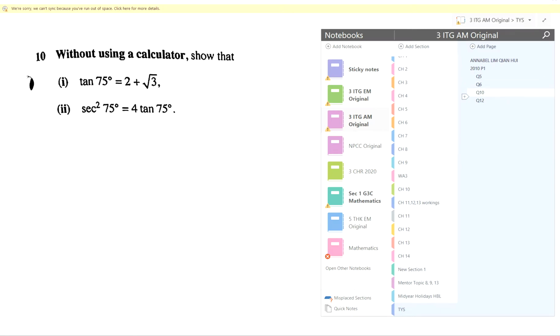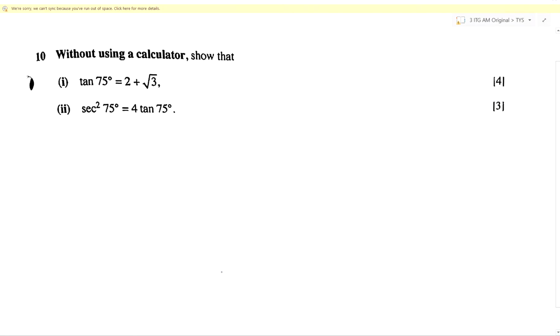Okay, right now, question 10. Without using a calculator, show that tangent 75 equals 2 plus root 3. 4 marks. Just a few words, 4 marks. Okay? Now, tangent 75 degrees.